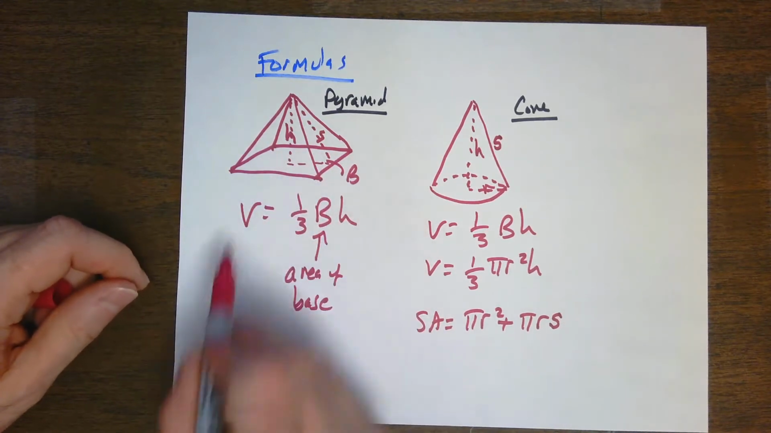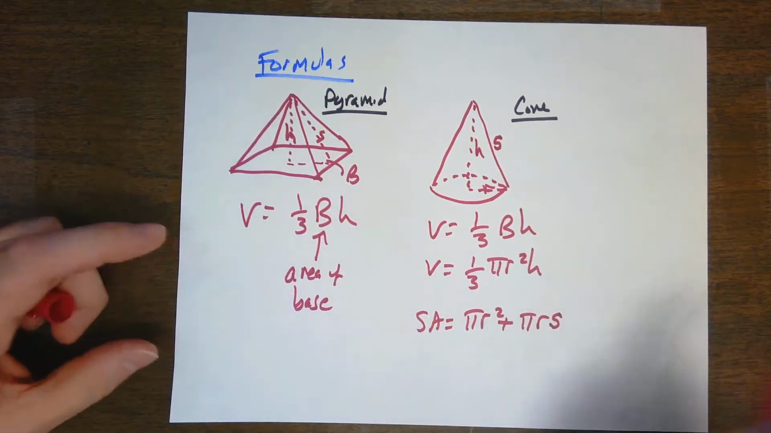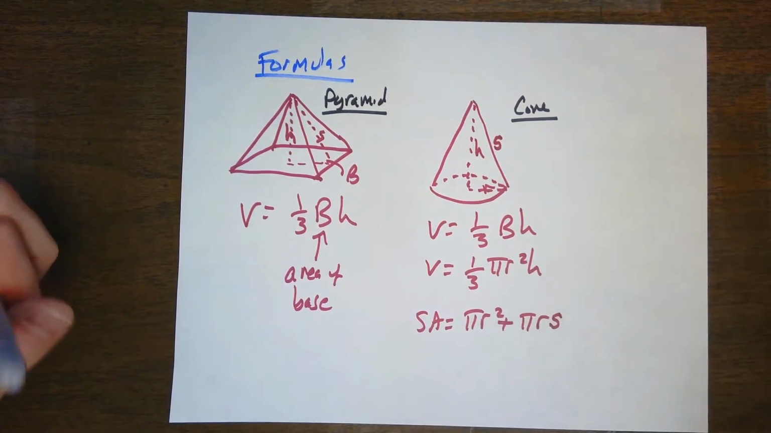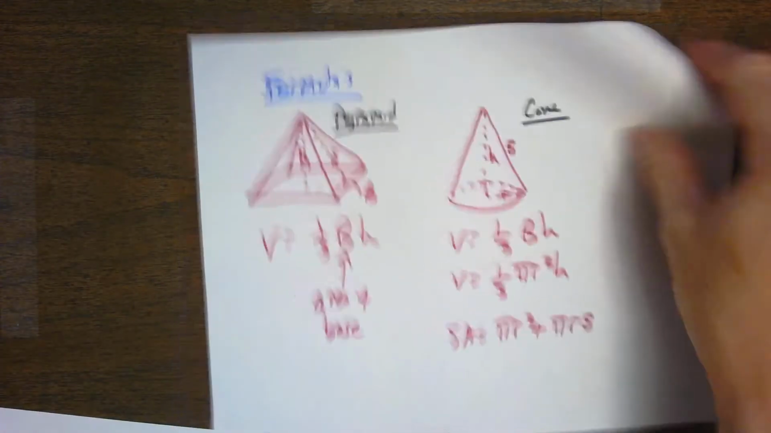Similarly, it's going to be the same thing for the pyramid. The other shape that we need to know is the sphere. So let's take a look at the sphere.